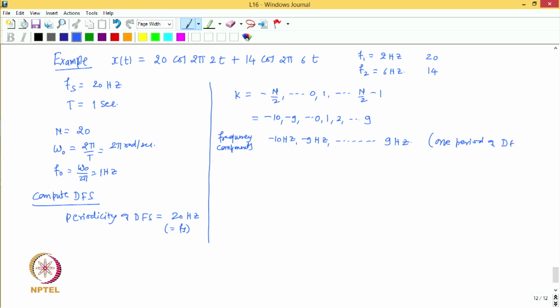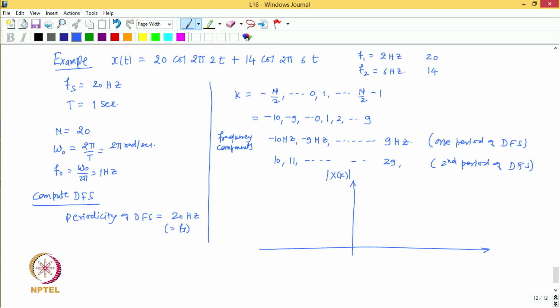of DFS. Similarly we can find from 10 hertz to 30 hertz, which will be the second period, so we go from 10, 11 up to 29 hertz, and that will be the second period of DFS, and so on. So that will be repeating. If we show it on a graph, this is the magnitude of DFS, and here we are showing the frequency in hertz.